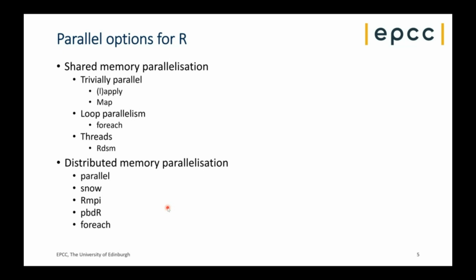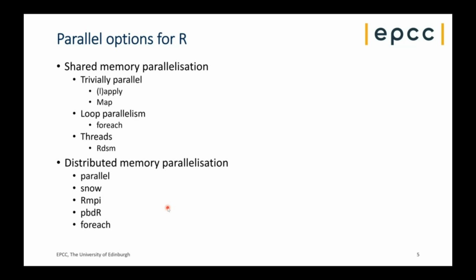R gives us potentially loop parallelism as well. So there's foreach, which lets you split up iterations of loops. Again, the iterations of a loop need to be independent, but it's like if you're doing OpenMP shared memory programming, and you distribute that across workers. And similarly, there's a package called RDSM, which allows you to do similar kinds of loop distribution and threaded programming.